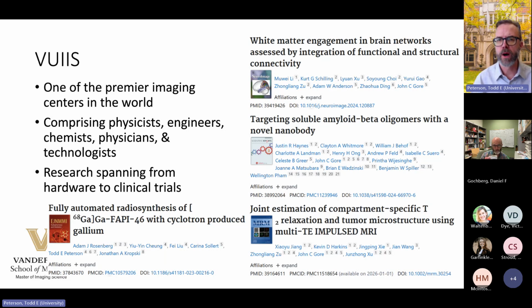And we have a really wide array of research represented here at VUIIS, all the way from fundamental hardware research, developing the hardware for imaging systems, to using imaging in clinical trials. Here I just grabbed titles and authors of a few recent papers to give a sense that we span methods for making radiotracers, using MRI to probe the structure of the brain, developing new probes for imaging, and developing new MRI techniques. So really a broad range of research is being conducted here.